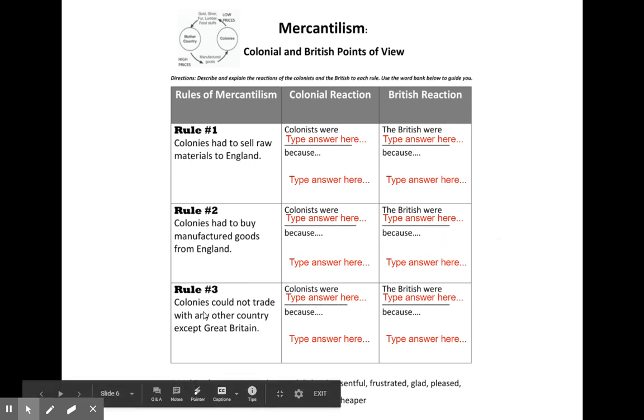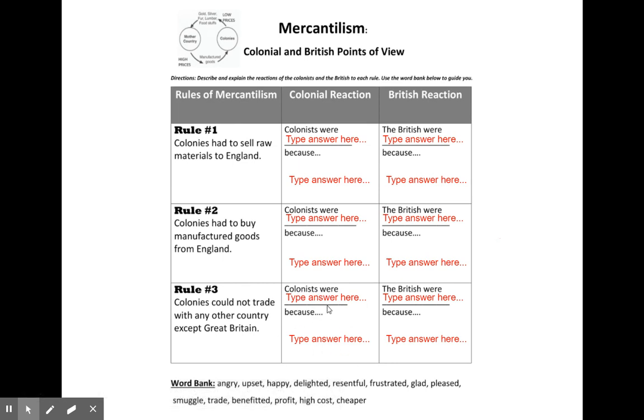And then the third rule, colonies could not trade with any other country except Great Britain. Again, what is the negative? Pick a negative word. And then why would the colonists want to be able to trade with other people? Because if you're selling to other people, maybe they're going to buy stuff from you for more money than England would. Or if you buy from other countries, you could get stuff for cheaper.